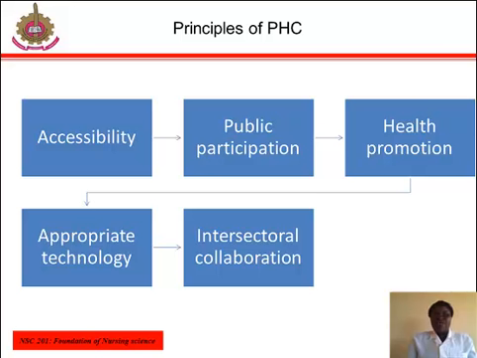The second principle is public participation, which encourages the community to participate in making decisions about their own health, identifying their own health needs and finding solutions to their health problems. The third principle is health promotion that involves health education on subjects such as maternal and child health, immunization, nutrition, sanitation, and control of endemic disease.